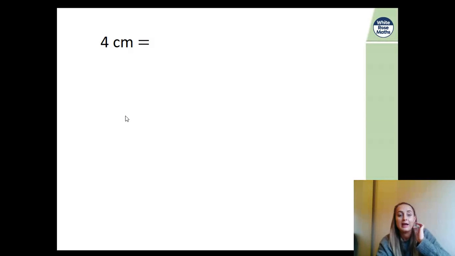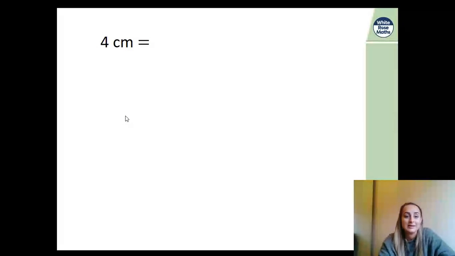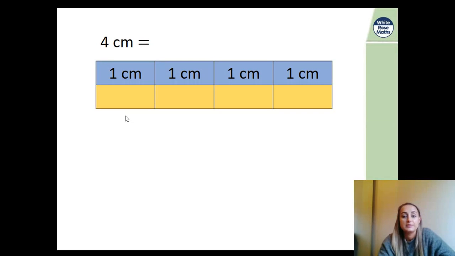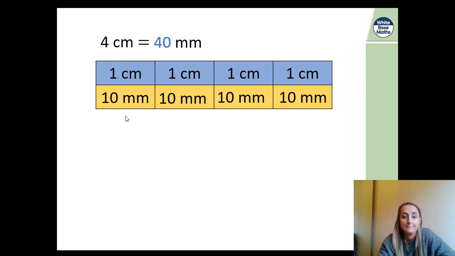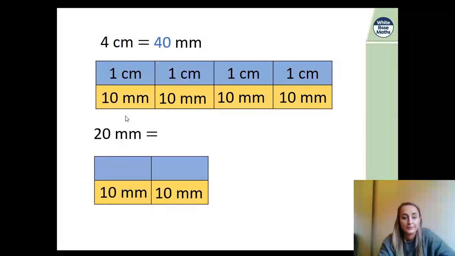So with this in mind, 4 centimetres, I want to know what this is in millimetres. So let's take our centimetres, and we will have 10, 20, 30, 40 millimetres, which would be equal in length to 4 centimetres. No, the other way around. 20 millimetres, I want to know what that is in centimetres. So we just count them up. 1, 2, 2 centimetres. 20 millimetres is equal to 2 centimetres.